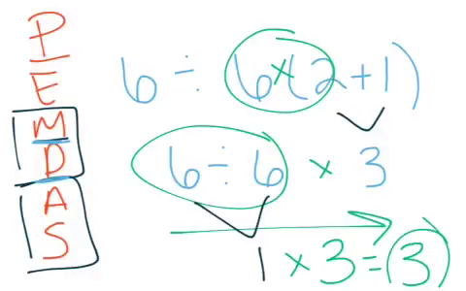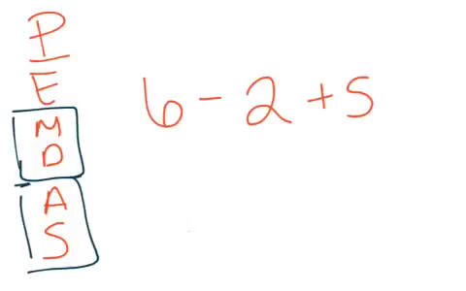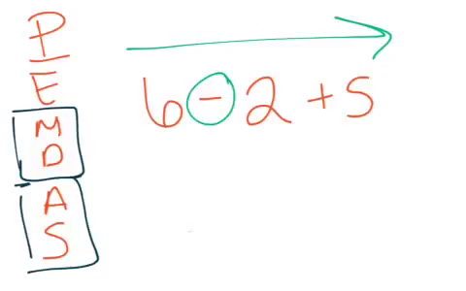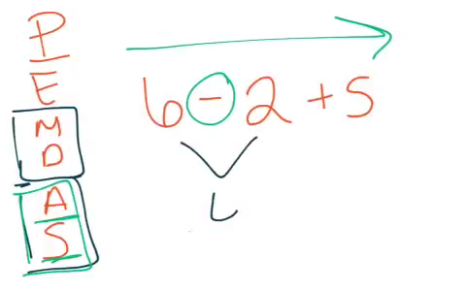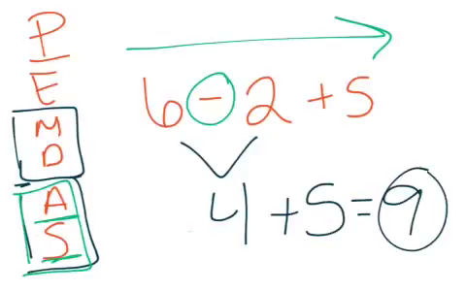The same is true for adding. If I have 6 minus 2 plus 5, I'm going to go from left to right again and start with subtraction, even though when we use our little hint code over here, the A is first. Adding and subtracting fall under the same rule as multiplying and dividing. You're going to do them from left to right. Doesn't matter where it comes in our mnemonic device there. So what is 6 minus 2? 4. Then we add for our answer.